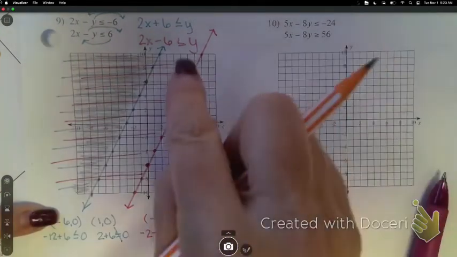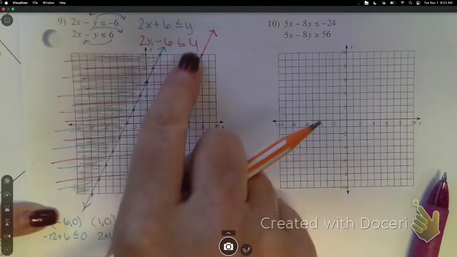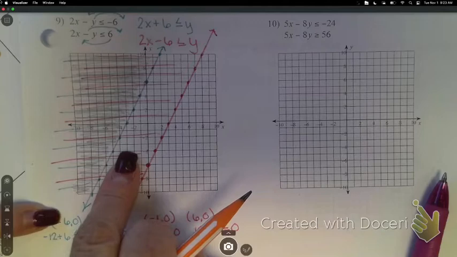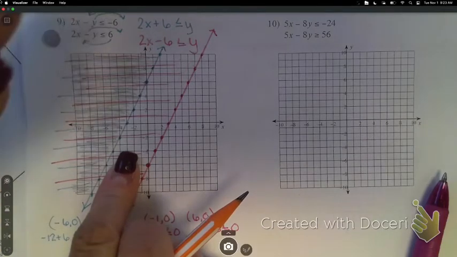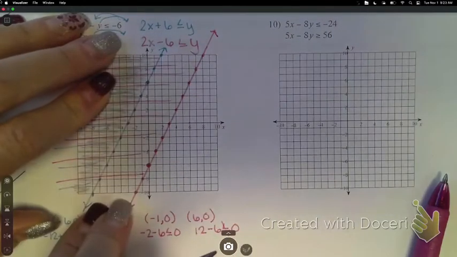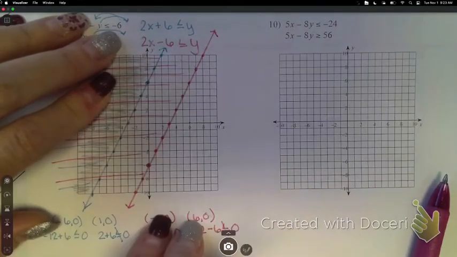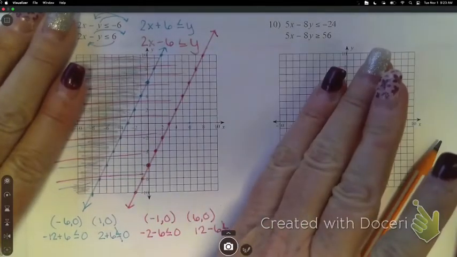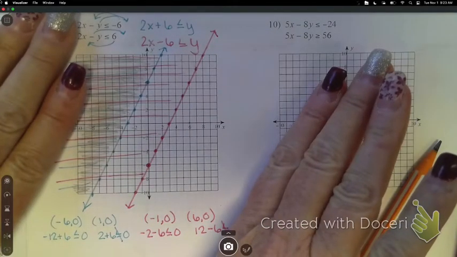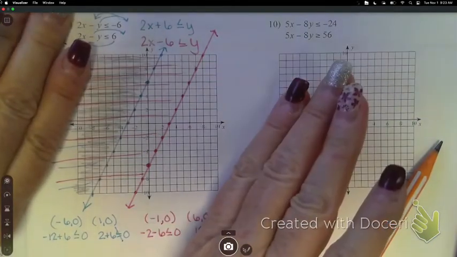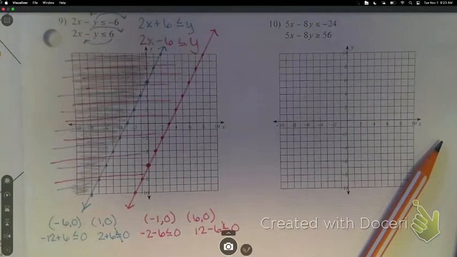Because this middle section is a solution to the pink, but is it a solution to the blue? No. And it has to be both. So I could have this over here. I could have just the middle, couldn't I? I could have just the right. What if the blue went to the left and the red went to the right? Then it'd be no solution, because nothing would make both of them true. Does that make sense? Sure.